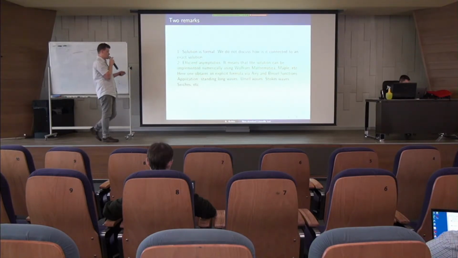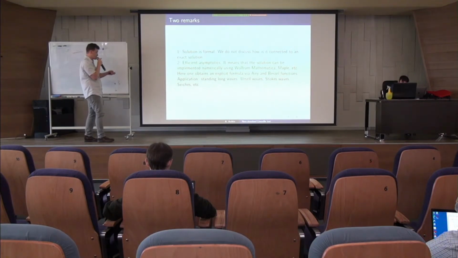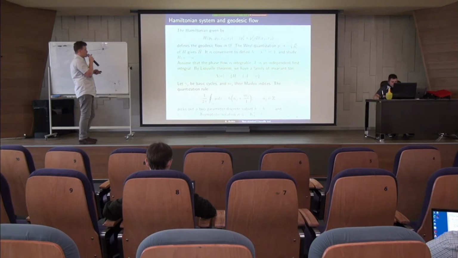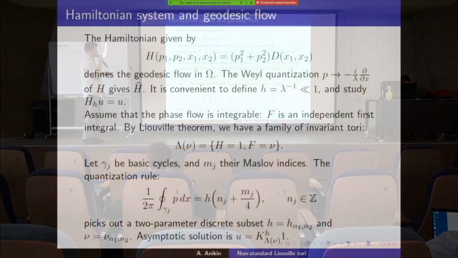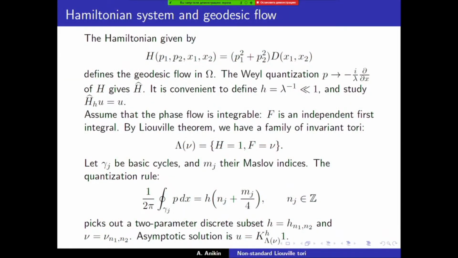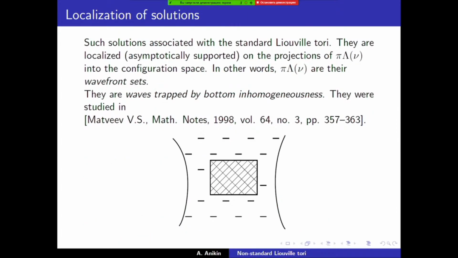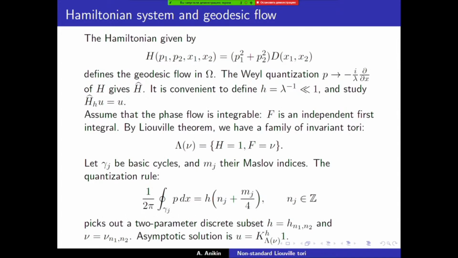But here we have quite explicit and efficient formulas which are expressed in terms of special functions, like Airy functions and Bessel functions. Okay, now the Hamiltonian system which is connected with this problem is given as follows. Well, it's a natural thing here, because you see that the Weyl quantization of this Hamiltonian gives you the initial operator. Okay, and at this point it's convenient to change notation a little bit and to define a small parameter h instead of the large parameter lambda, and to write out our eigenfunction problem in this way, where the eigenvalue is equal to 1 and the parameter now lives inside the operator.